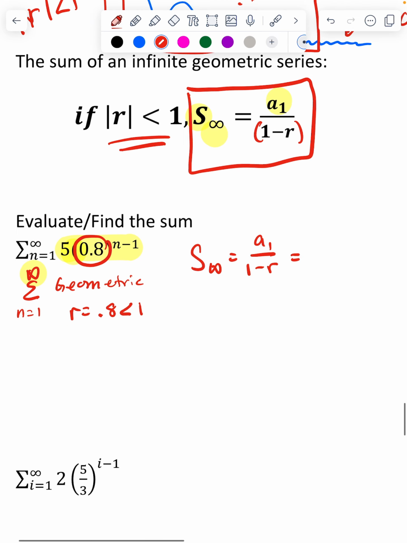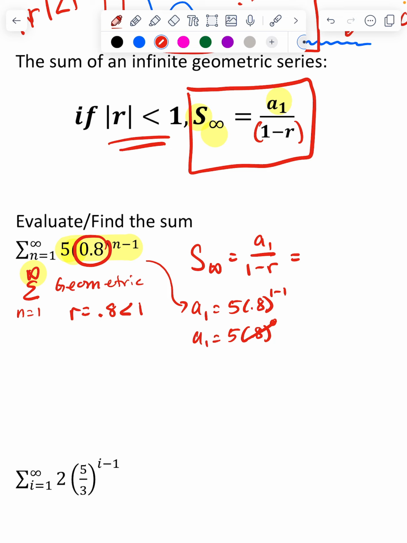Well, in this problem, the first term is whatever I get when I plug in a one. And in this problem, the power one minus one will turn into a power of zero, and anything to the zero power is one.